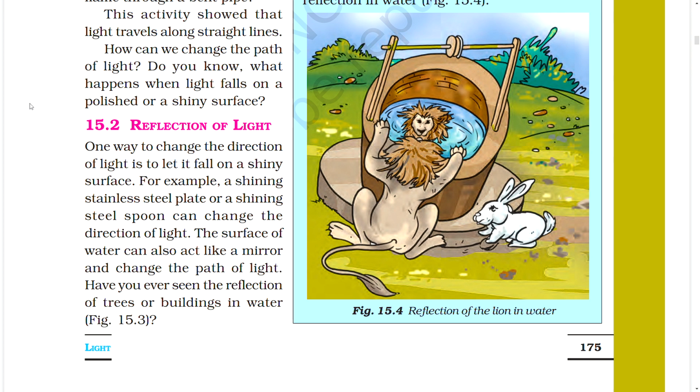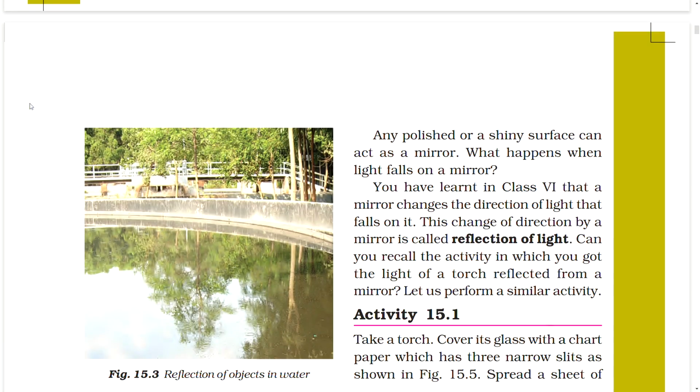15.2 Reflection of light. One way to change the direction of light is to let it fall on a shiny surface. For example, a shining stainless steel plate or a shining steel spoon can change the direction of light. The surface of water can also act like a mirror and change the path of light. Have you ever seen the reflection of trees or buildings in water? Figure. Any polished or shiny surface can act as a mirror.